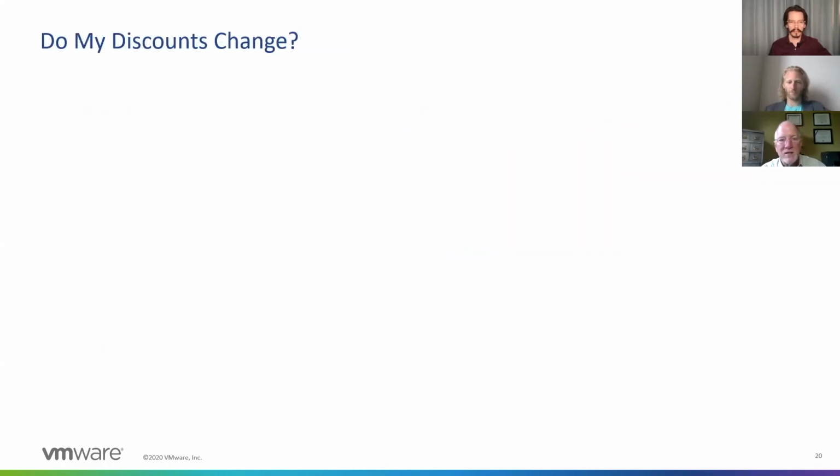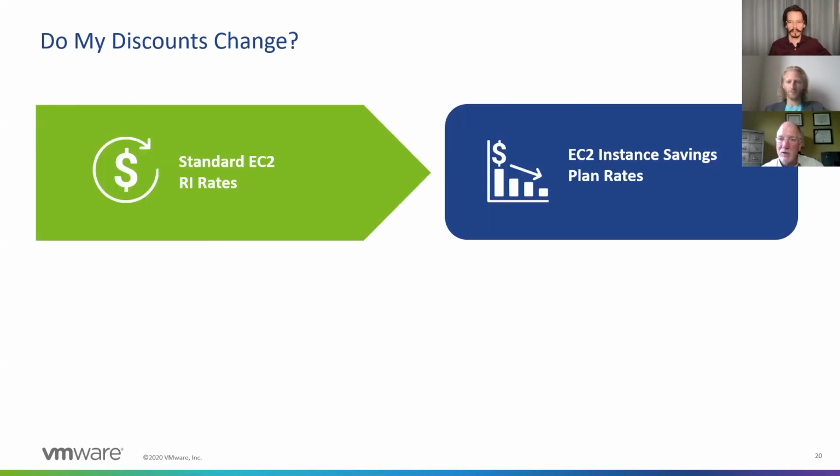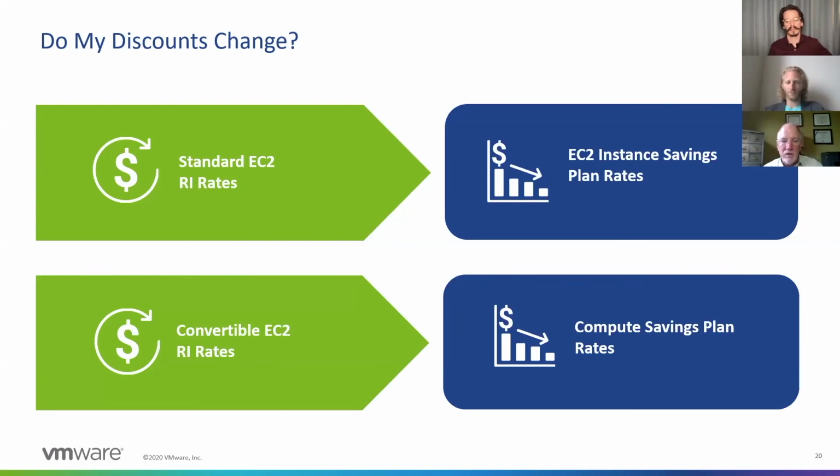So do my discounts change between reservations and savings plans? And the answer is no. If you look up the discount rates across the regions and instance types throughout the world, a standard EC2 RI is going to have the same savings rate as an EC2 instance savings plan. A convertible EC2 RI is going to have the same savings rate as a compute savings plan. So if you're ever looking up the rates, you don't have to learn a new set of rates.